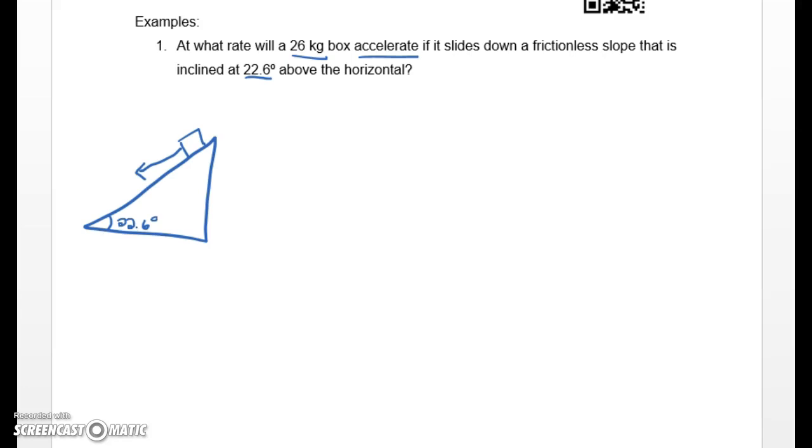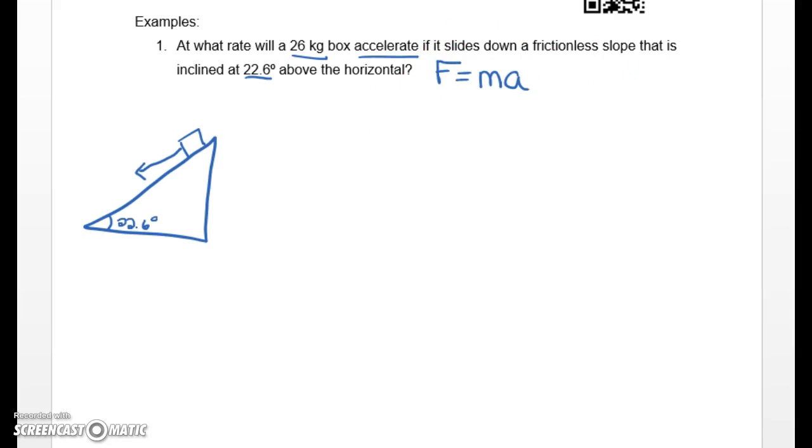And so hopefully the equation that's coming to mind right now is your force equation, which is force is equal to mass times acceleration. You have the mass, you're looking for your acceleration, and so what we have to do is find out some information about this force.